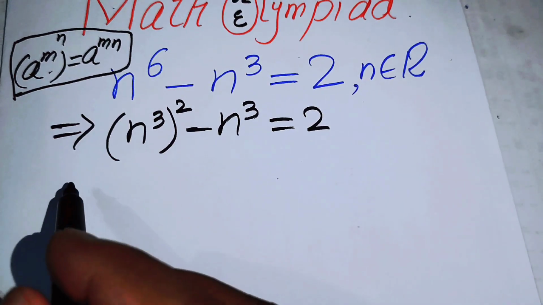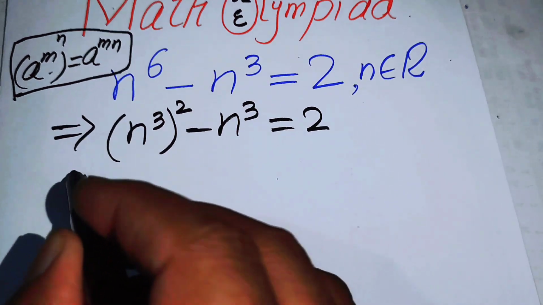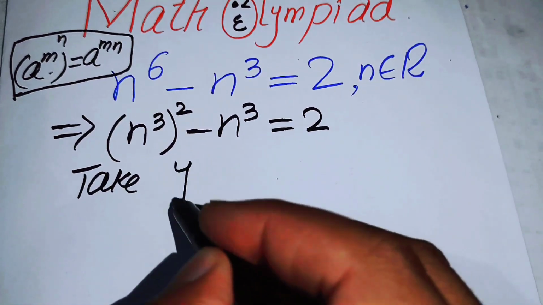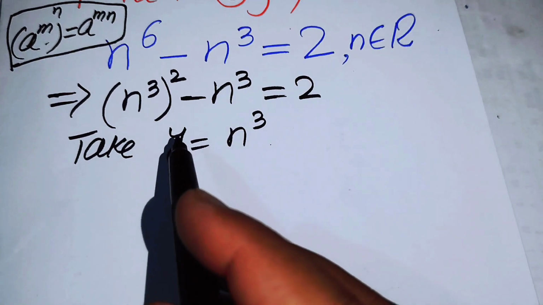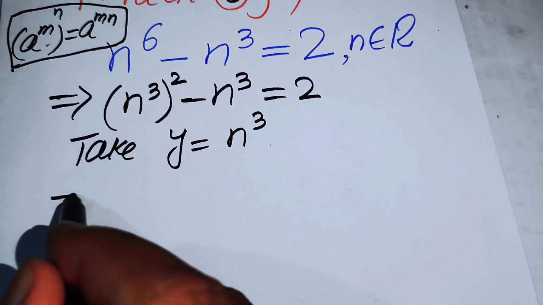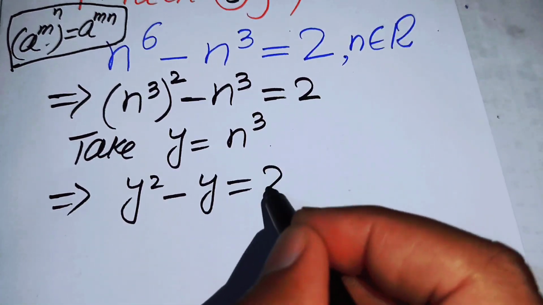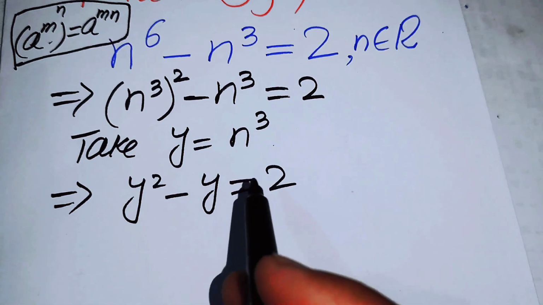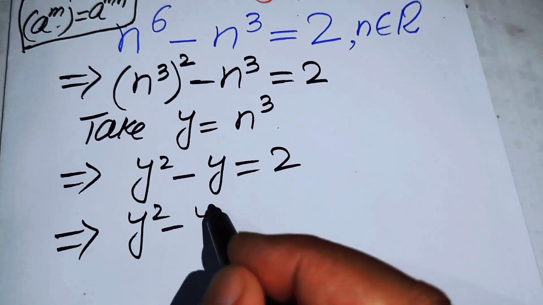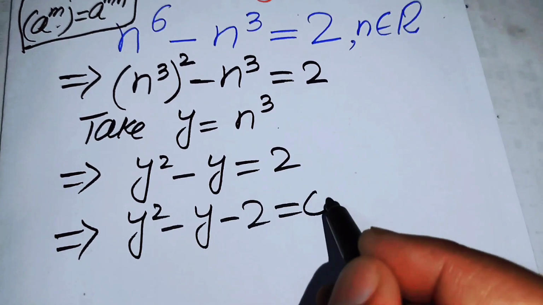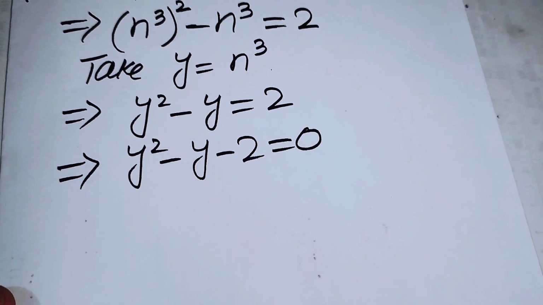And now we convert this nice equation into the quadratic form, so we will take y is equal to n to the power of 3. When we put y is equal to n to the power of 3, this expression becomes y square minus y is equal to 2. And now we move this 2 to the left hand side, and you get y square minus y minus 2 is equal to 0. So this is now in quadratic form.